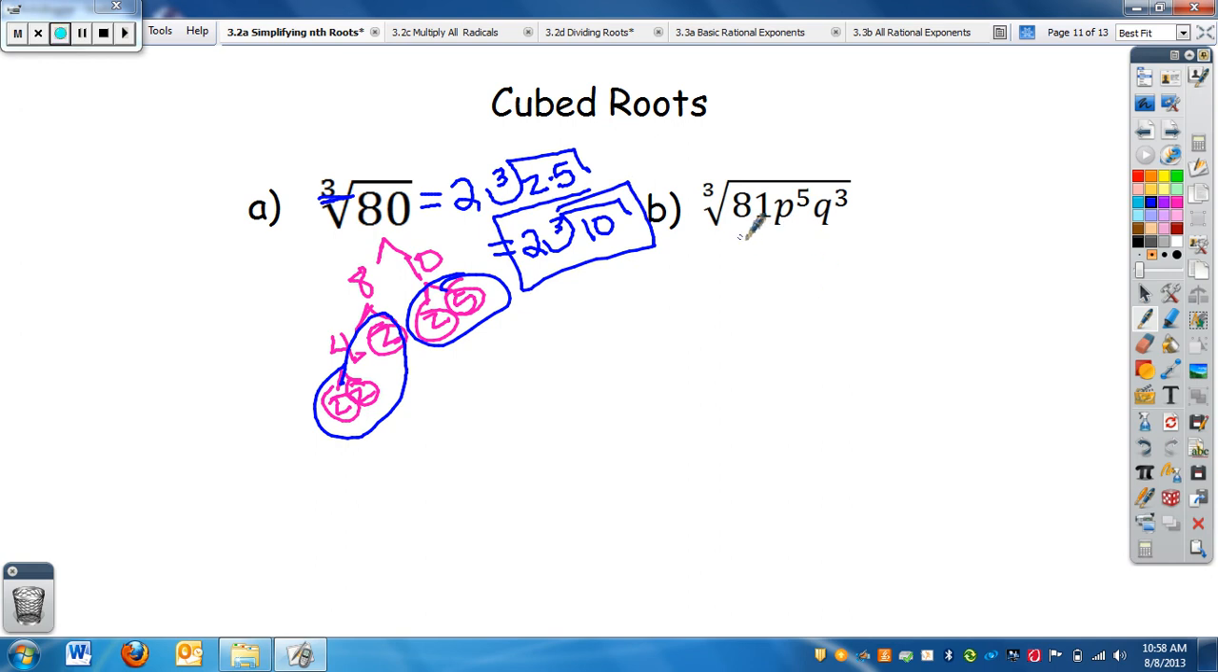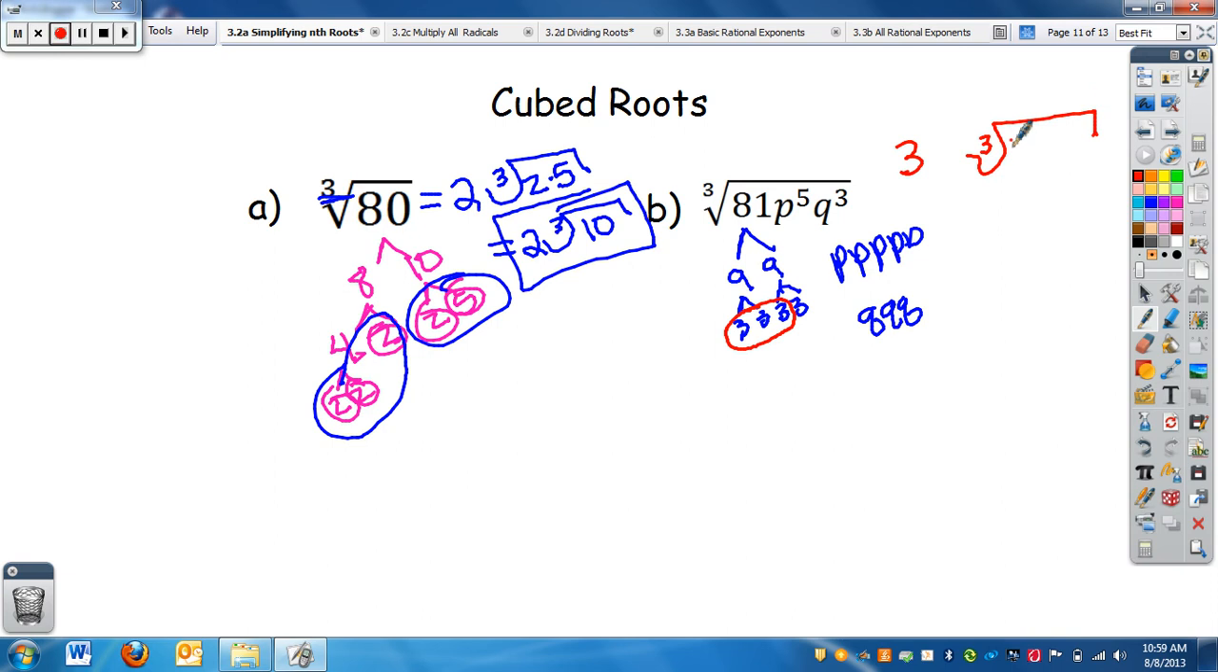So on B, break down 81, which is 9 and 9, 3, 3, 3 and 3. I have 5 p's and 3 q's. Alright, so I have one set of 3s because I have 3 of them, but 1 3 has to be left in. I have one set of p's, so 1 p gets to go out, but 2 p's have to stay in, so that's p squared. And then all my q's, because I have exactly 3 of them, get to go out.